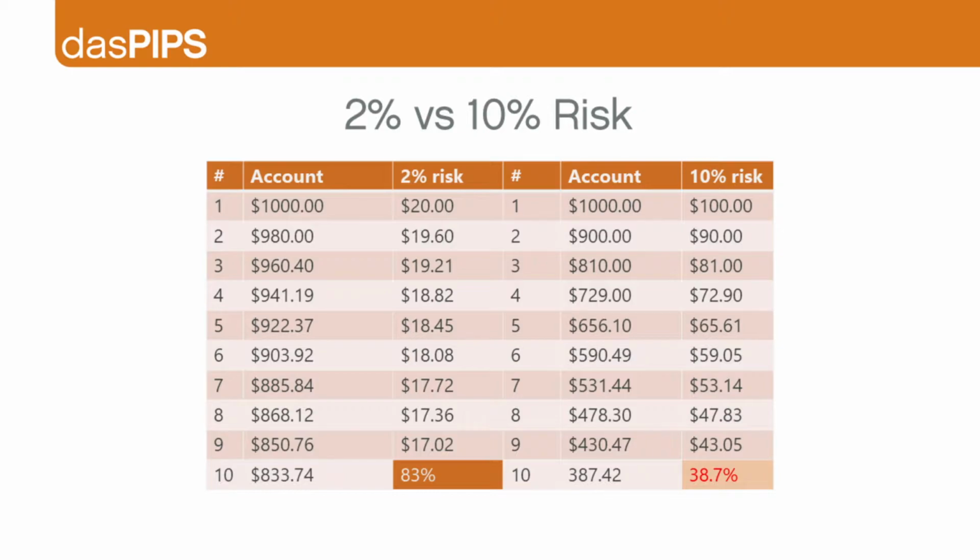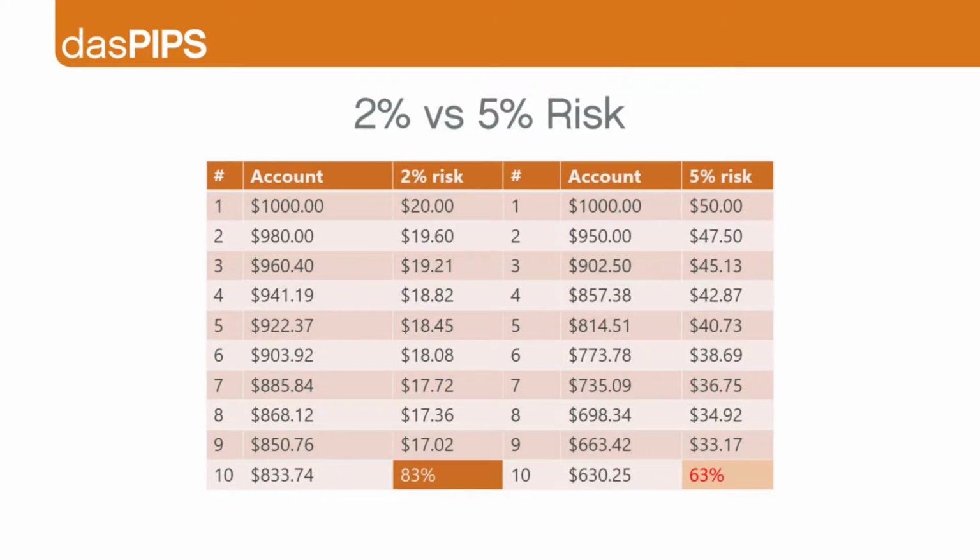Just to show you the reasons for this. If you start with $1,000 and you lose 10 trades with 2% risk, you'd only be down 17%. You're at 83% of your capital still there. If you were risking up to 10% of your account, after 10 trades you're under 40%. That's huge. That's bad. We don't want to see that at all. Even with 5% risk, you're down to 63%. You're almost half of your account gone if you lost 10 in a row. It erodes away at your account quickly.